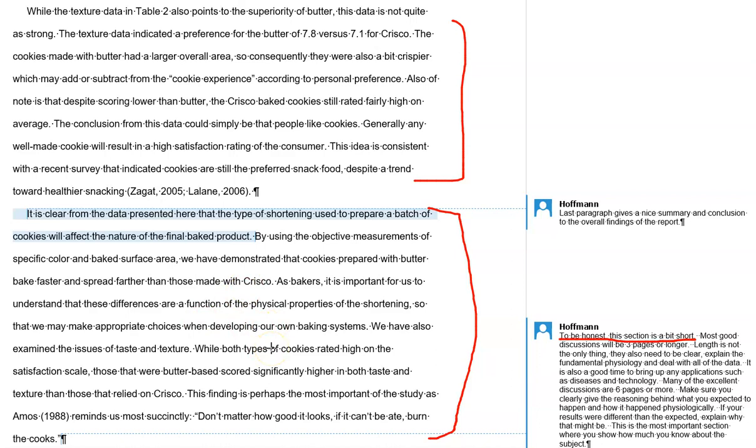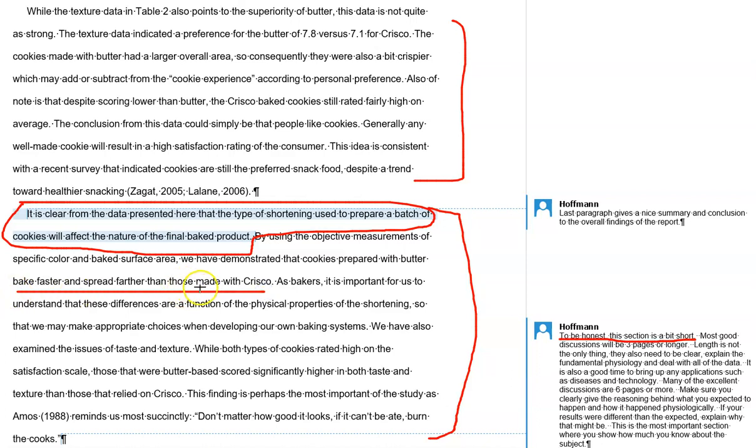So there are those things that we need in terms of the elements. So this is our concluding one, and basically it talks about the type of shortening determines, right? So whether it's butter or Crisco, what the final baked product is. It specifically mentions what we found, that cookies bake faster and spread further than the ones with Crisco. We also looked at taste and texture, and both of those are rated higher for butter than Crisco.